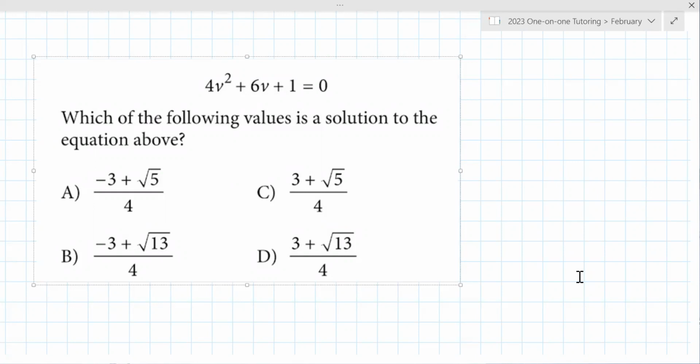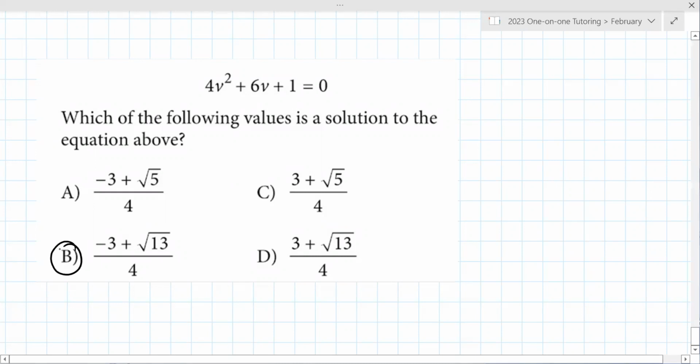Is it B? Okay, how confident are you in your answer? Sort of. Sort of confident.